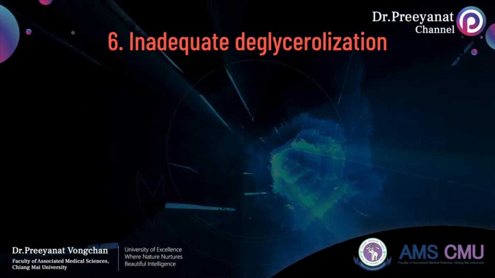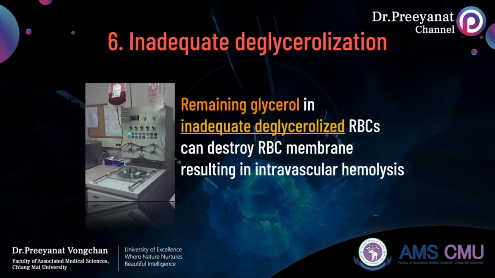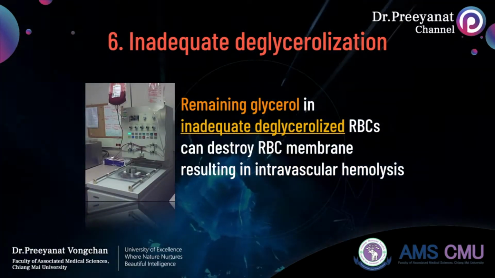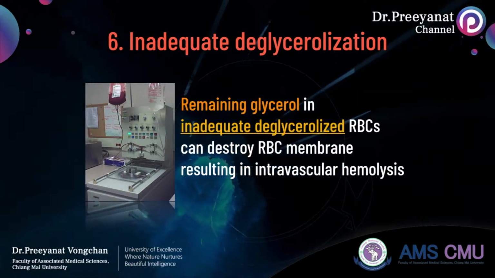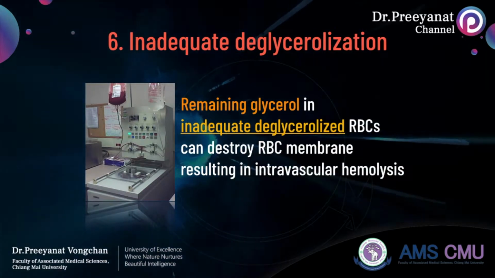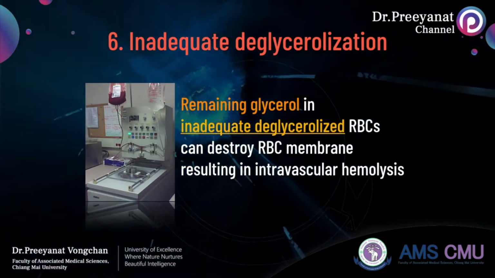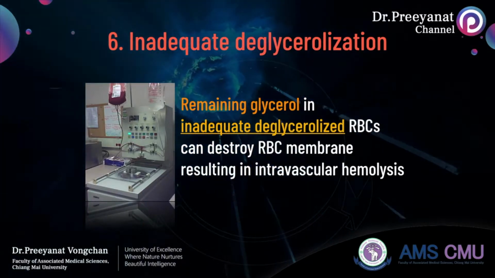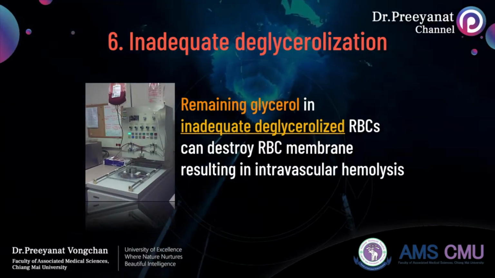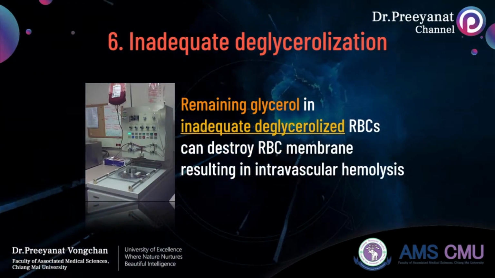Sixth, inadequate deglycerolization. Using frozen red blood cells with incomplete deglycerolization may lead to intravascular hemolysis because remaining glycerol can destroy the red blood cell membrane. Automatic washing machine is more suitable to deglycerolize compared to manual protocol, and personnel should be well trained in using the red blood cell washing machine.